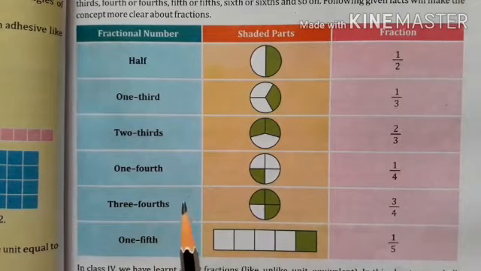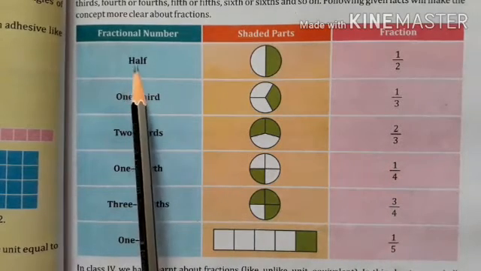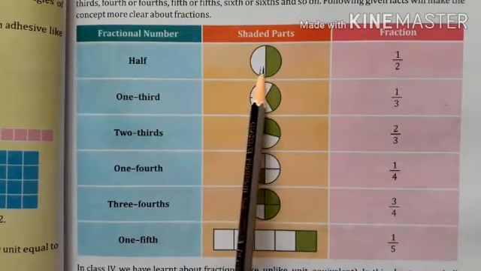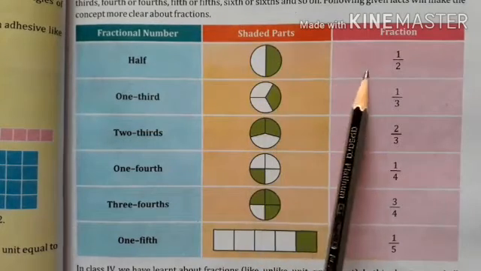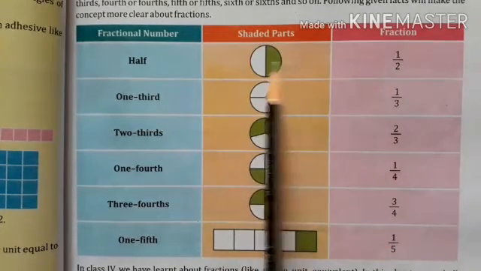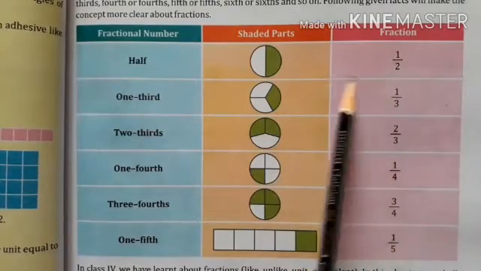Now let us see how we can write these fractional numbers as fractions. This is half, and you can see there are two parts, right? And one part is shaded. So the fraction will be 1 by 2. Total parts are 2 and one part is shaded. So 1 by 2.